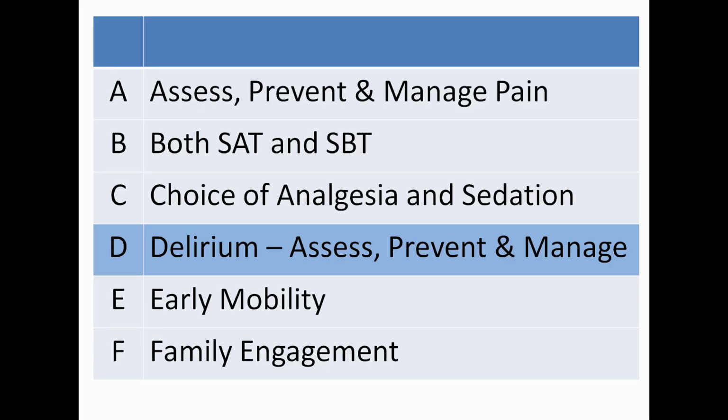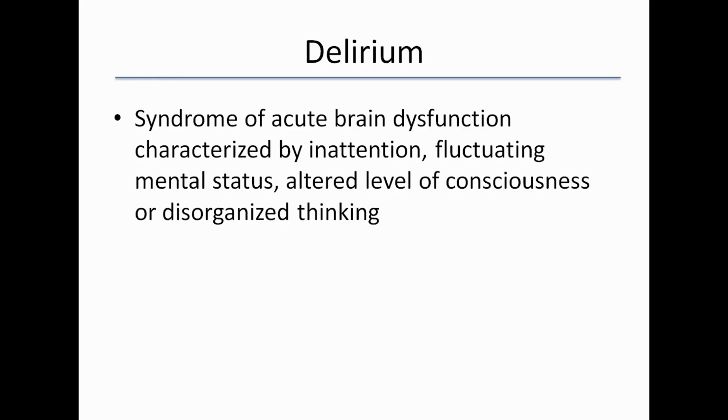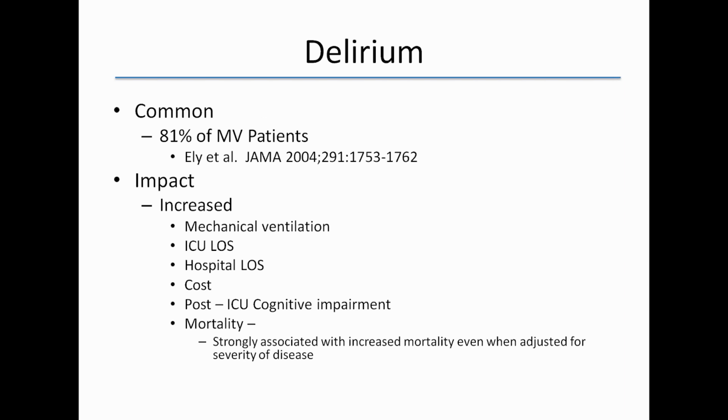The next element that we're going to turn to is D, which is the important problem of delirium. Delirium is a syndrome of acute brain dysfunction characterized by inattention, fluctuating mental status, altered level of consciousness, or disorganized thinking. Delirium is common in our mechanically ventilated patients. It can be seen in up to 81% of patients who are on mechanical ventilation.